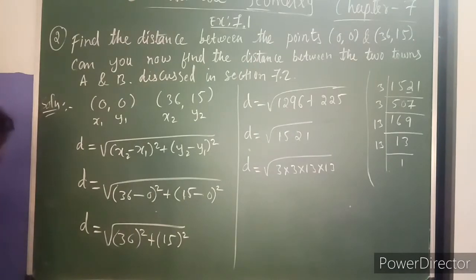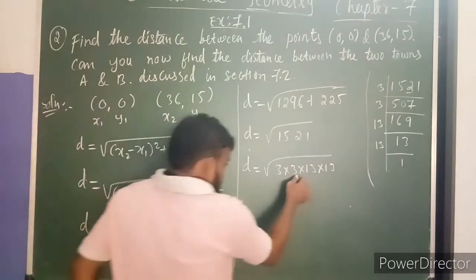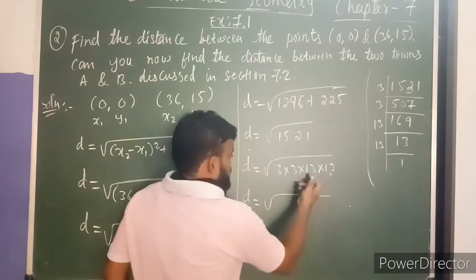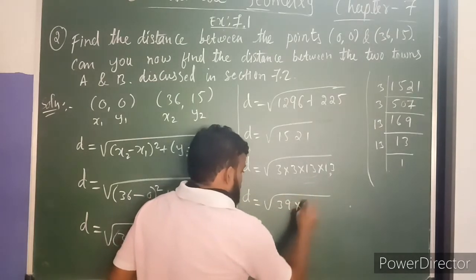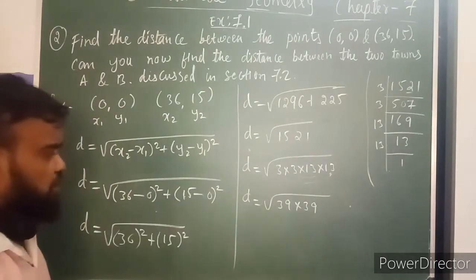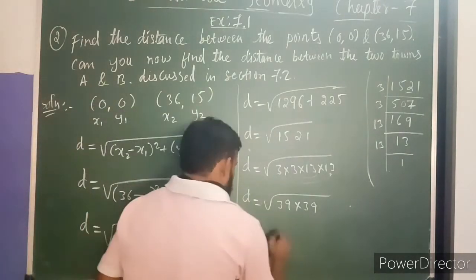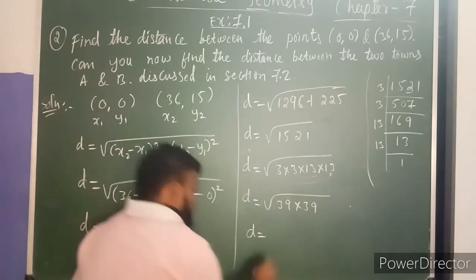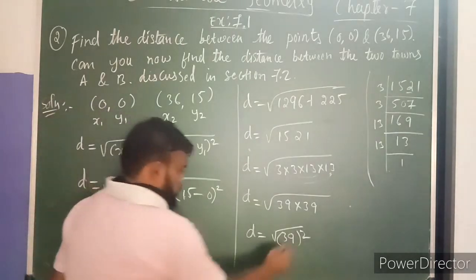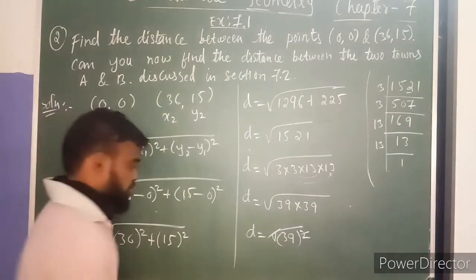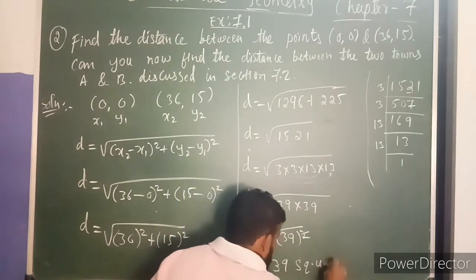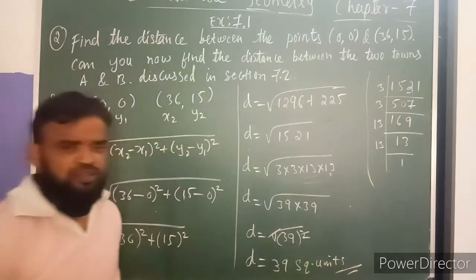Then what we have to write? First multiply this into this, and this into this. So here, see, under root 33 is 39 into 33 is 39, and 2 times will be there in the root value. So we can write d is equal to under root 39 whole square, right? 39 whole square. The square and root get cancelled. After that we have to put d is equal to 39 square units. This is the final answer.